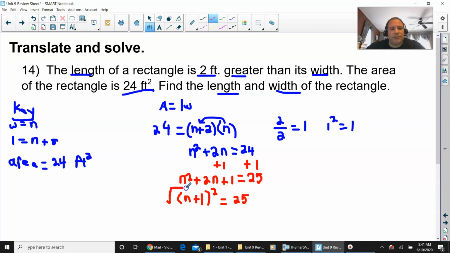Remember, you use the inverse operation of something squared. You square root both sides. And what's nice about this is that there is a perfect square. So I'm going to put n plus 1 equals 5, because 5 times 5 equals 25, and n plus 1 equals -5.